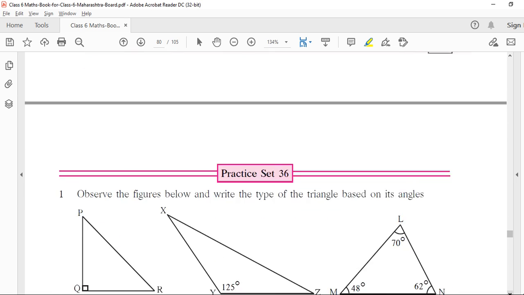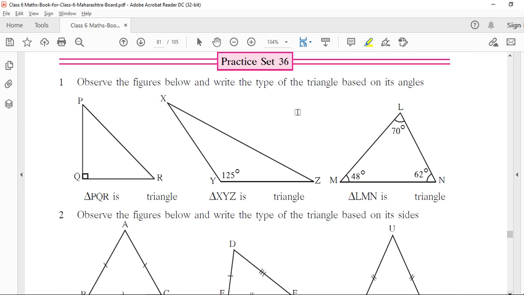Okay, now let us move on to practice set 36. There is nothing to solve as such. We simply need to identify the types of triangle and tell what type of triangle each one is. Okay, so let us start. Observe the figure below and write the type of triangle based on its angles. Now this is based on angles.